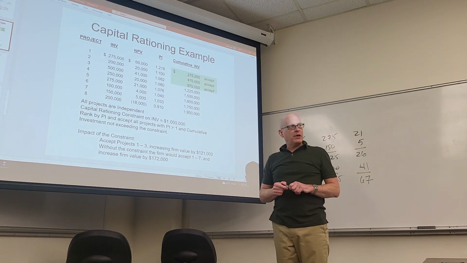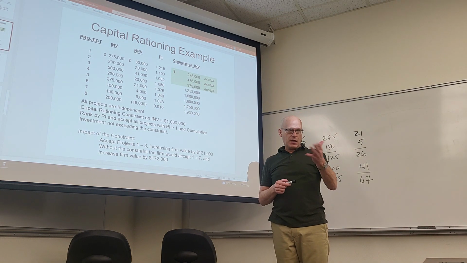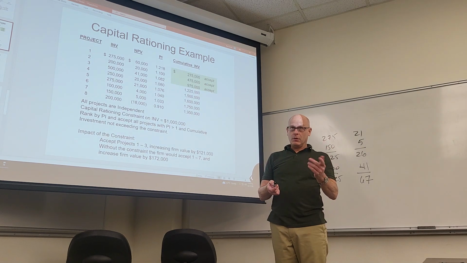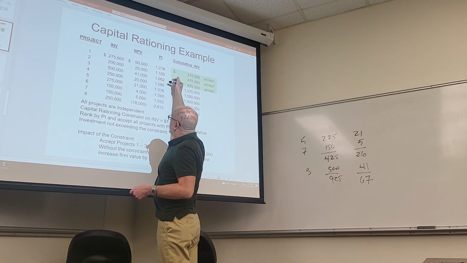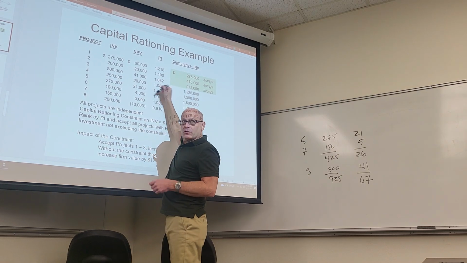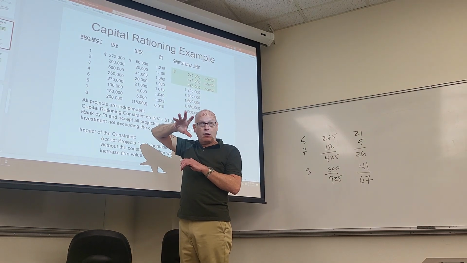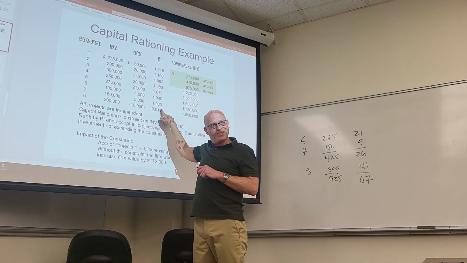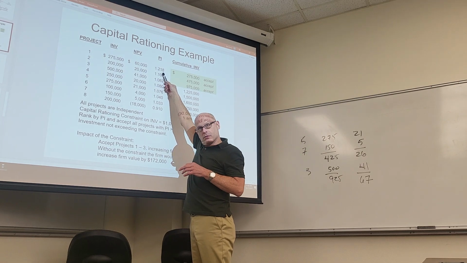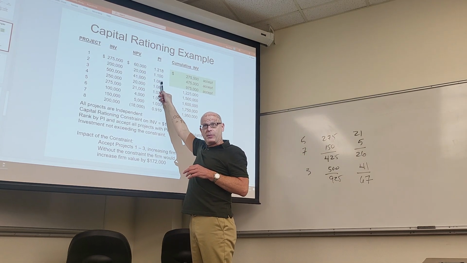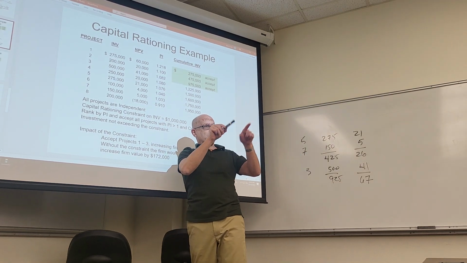Could I try other combinations and get a higher NPV? Maybe. A lot of trial and error. So here's the easy way to do it. Instead of focusing on this, compute the profitability index and then sort it in Excel from best to worst. And the first project you should invest in is the highest PI, followed by the next highest, followed by the next, until you've used up your budget.